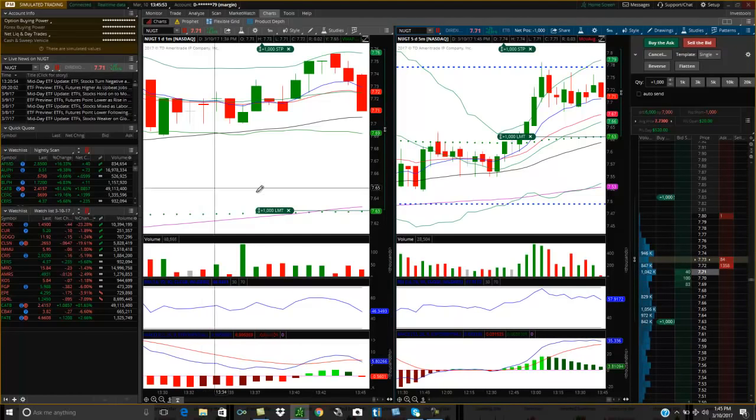Oh, see this? You can see some potentially rolling over here now. See it starting to cross, potentially, starting to cross over here.